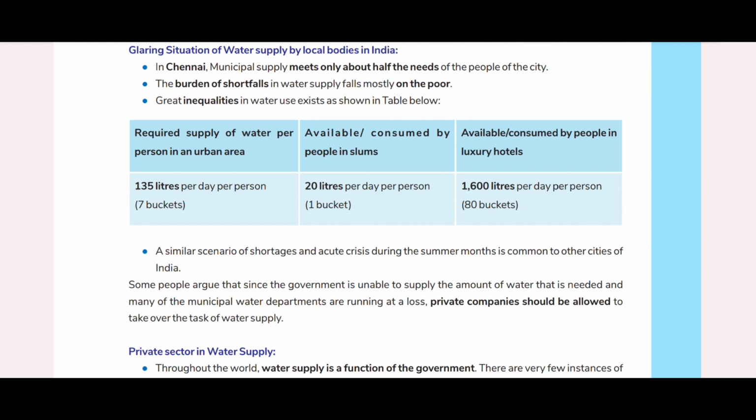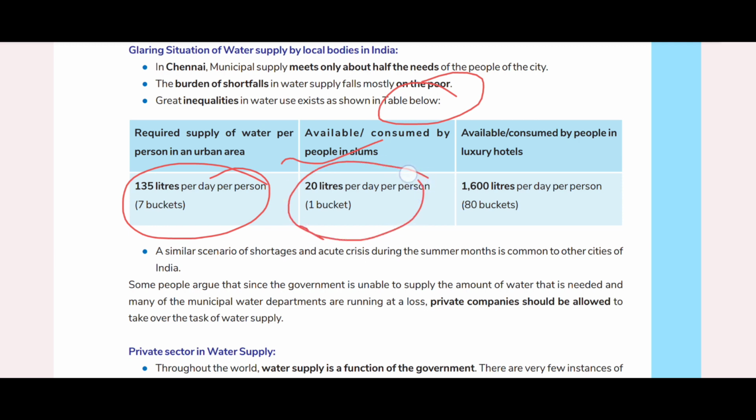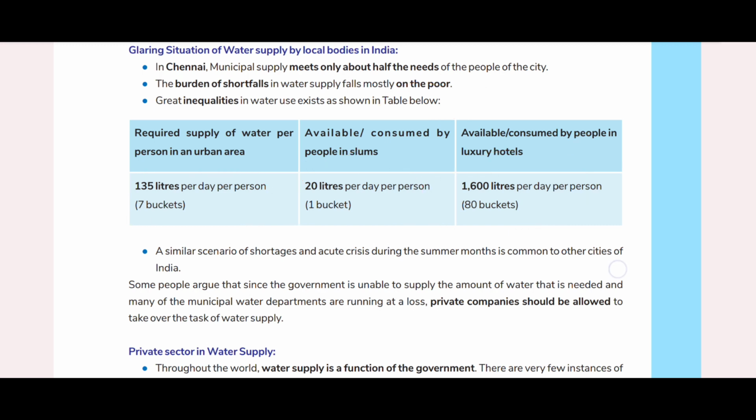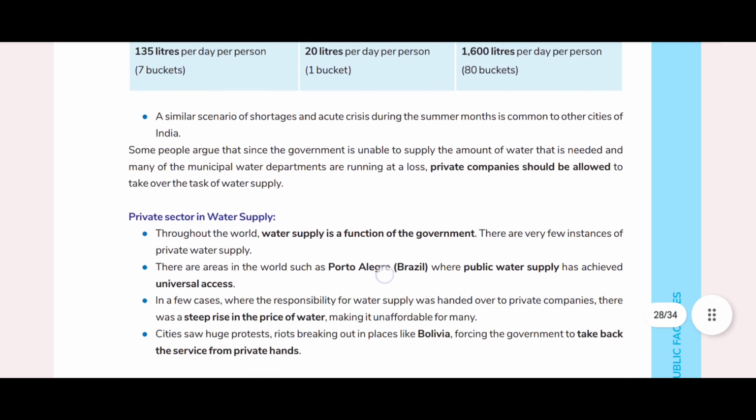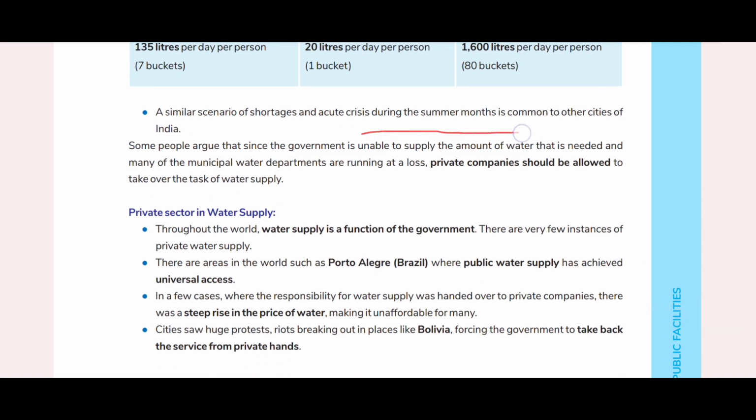Great inequalities in water use exist, as shown in the table below. Required supply of water in an urban area is 135 liters per day per person, that is 7 buckets. Available to people in slums is 20 liters per day per person, that is 1 bucket. Consumed by people in luxury hotels is 1600 liters per day per person, that is 80 buckets. A similar scenario of shortage and acute crisis during the summer months is common to other cities of India.